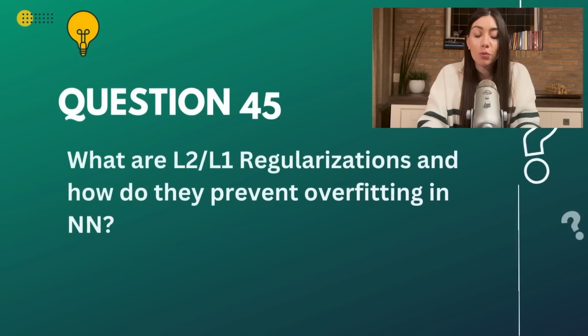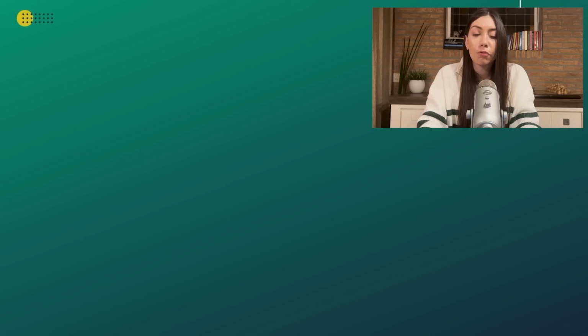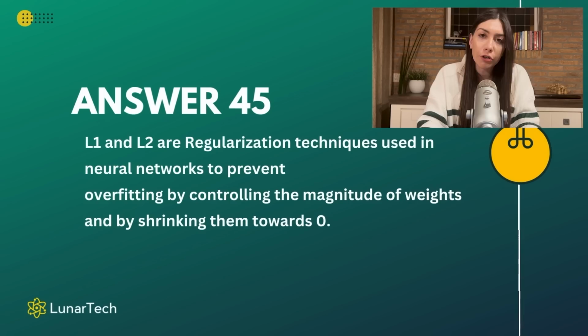The next question is, what are L2 or L1 regularizations and how do they prevent overfitting in neural networks? So both L1 and L2 regularizations are shrinkage or regularization techniques that are used both in traditional machine learning and in deep learning in order to prevent the model overfitting. So trying to make the model more generalizable, like the dropout. So you might know from these traditional machine learning models what this L1 and L2 regularization do.